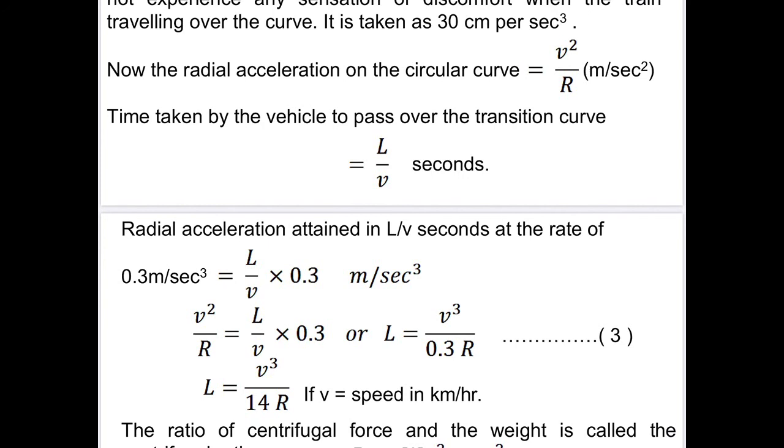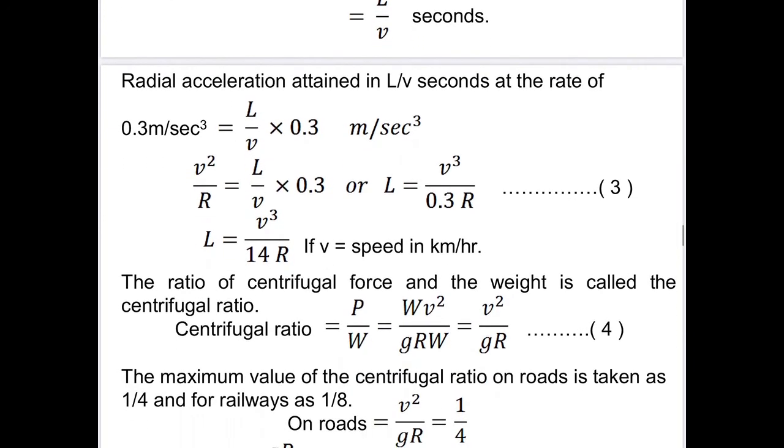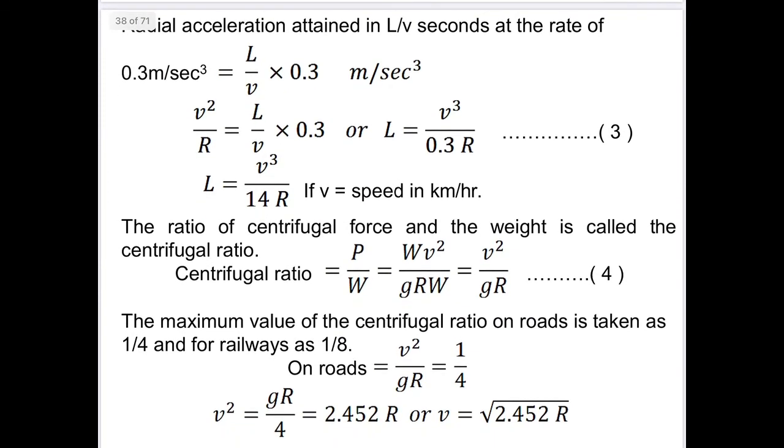The radial acceleration attained in L by v seconds at the rate of 0.3 meter per second cube is equal to L by v into 0.3 meter per second cube. So this is your third equation to find out the length of transition curve, that is L is equal to v cube upon 0.3 r.